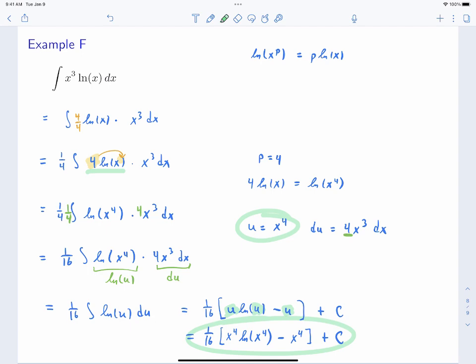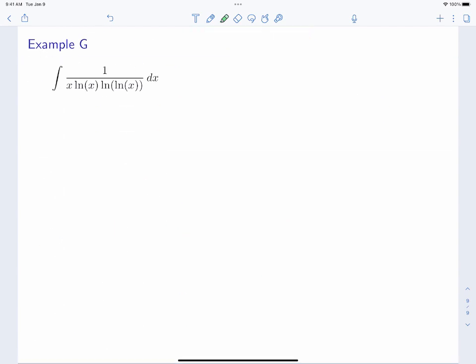We have one more example that we're going to do. One more example, and here it is. Now this looks like quite a beast. The integral of 1 over x ln of x times ln of x. Notice here we have ln of x. So there's an ln of x inside another ln. And that's the key. There's an ln inside another ln. There's a composition there.